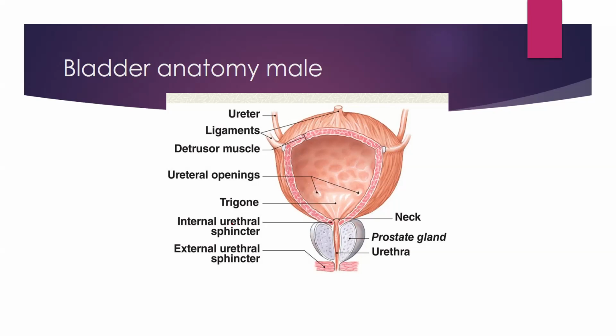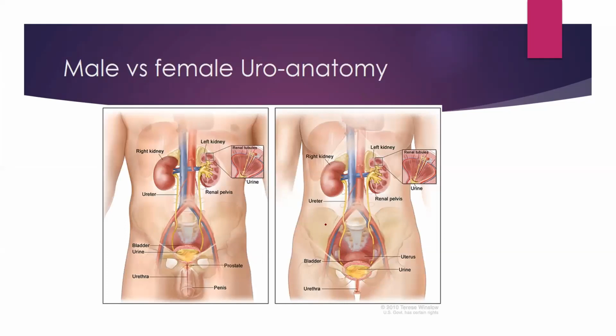And then you have your sphincters. You have an internal sphincter and an external sphincter, and if you're a male, you have a prostate that lives here in between. The difference between the male and female uro-anatomy, basically, is that prostate in the male. So the male has a prostate here, the female obviously does not. This urethra is a lot longer. This urethra is a lot shorter.